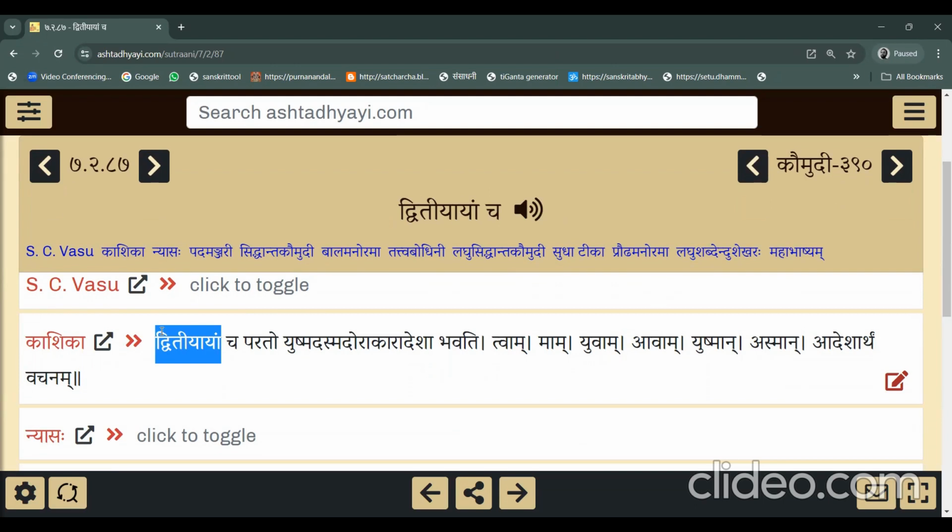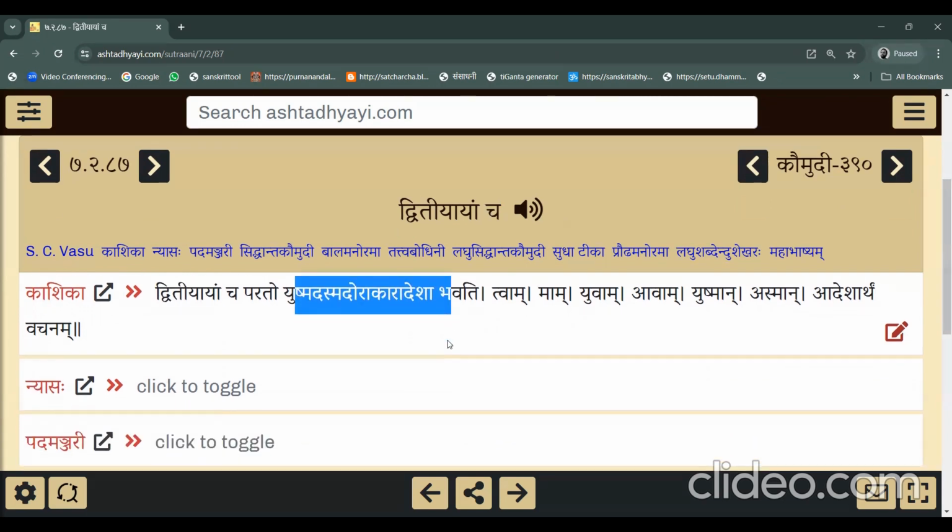Shas is an Apavada, Shasonaha. That will get Nakara Adesha. But Au will be replaced by Am. So 1 and 2 will get Amadesha. Therefore, they are Ajadi. That is why Dvitiyayam cha. Dvitiyayam cha Ishmadasmadoho Akara Adesha Bhavati.